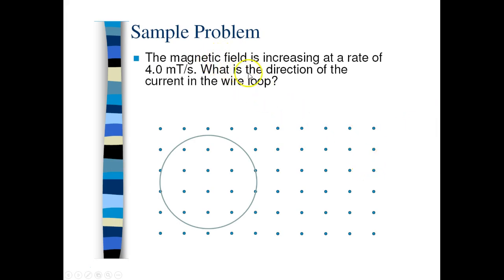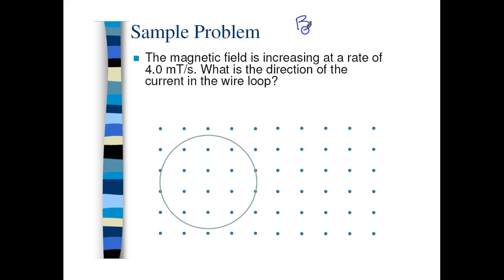This says I have a magnetic field. It is increasing at a rate of 4 milliteslas per second. They want to know what is the direction of the current in the wire loop. So for this one, the first thing we need to do is say, okay, I see that these dots mean that the magnetic field is coming towards me. So my magnetic field is coming towards me, and it's increasing.